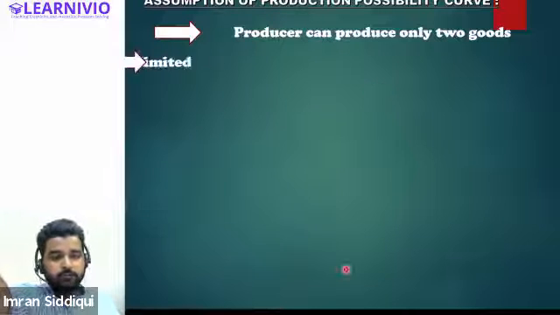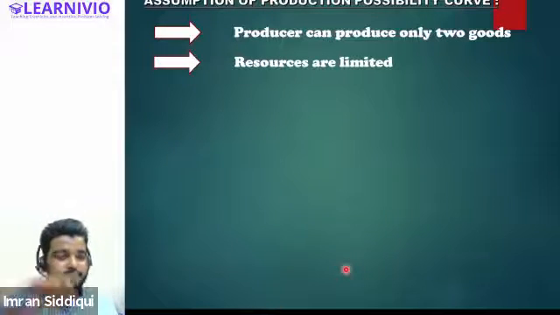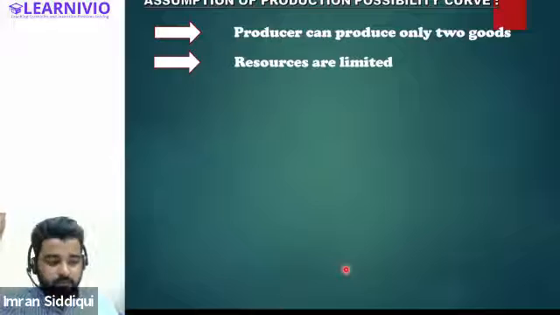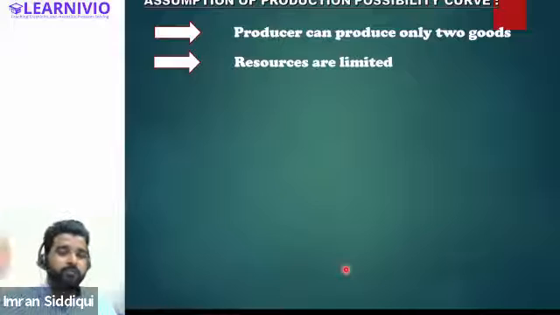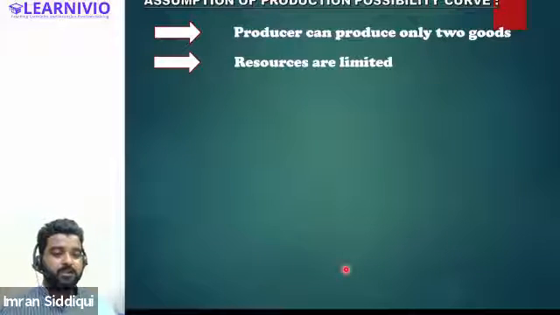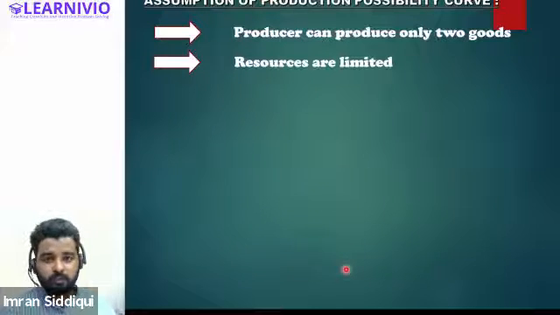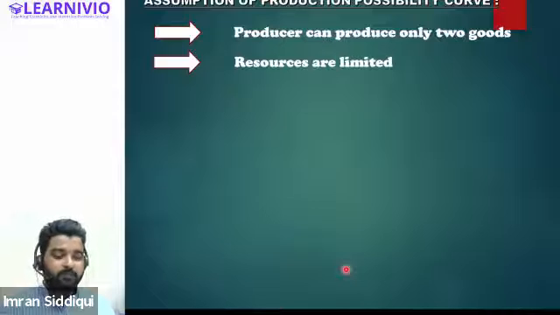Moving on with the next assumption. The next assumption is that resources are limited. I have already told you that resources are limited. The land, labor, and capital or machinery that a farmer or any producer is using is assumed to be limited. We assume that there is no possibility of increase in those resources. Whatever the amount of labor and machinery we have, we will assume that these are limited. The producer is not able to increase the quantity of these resources.